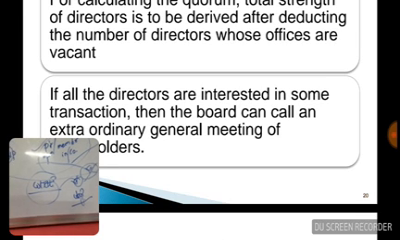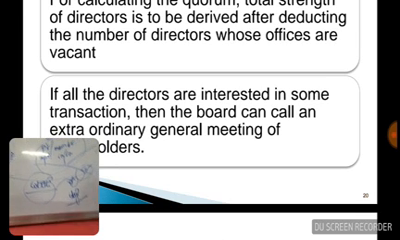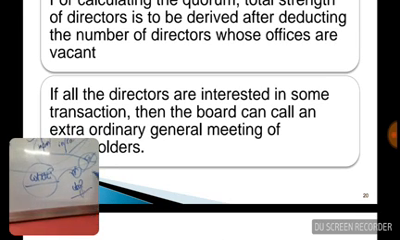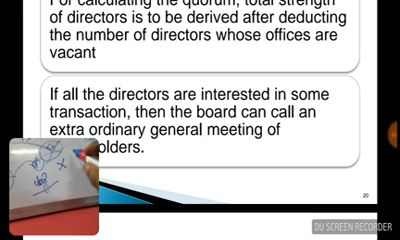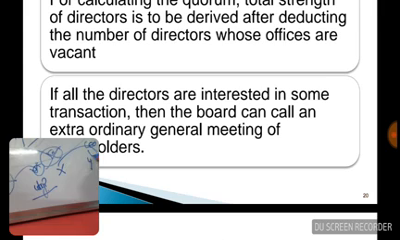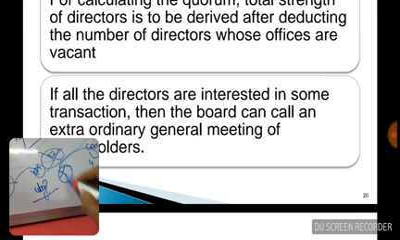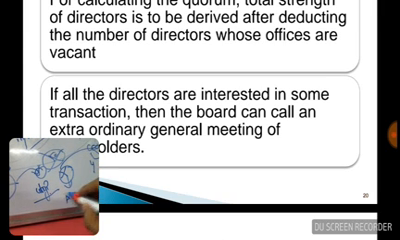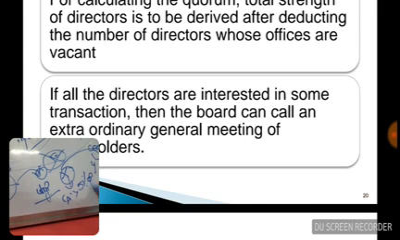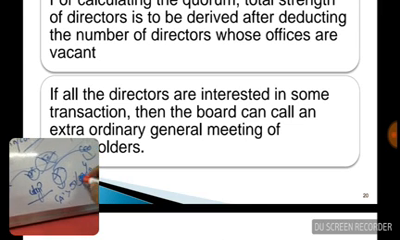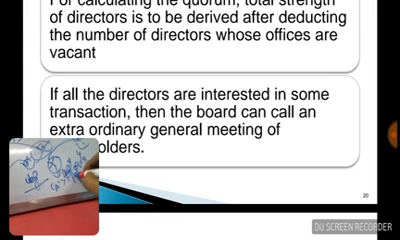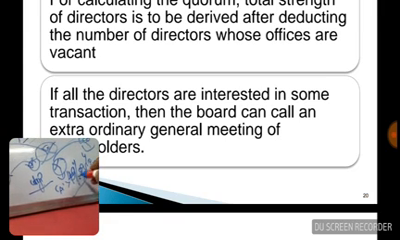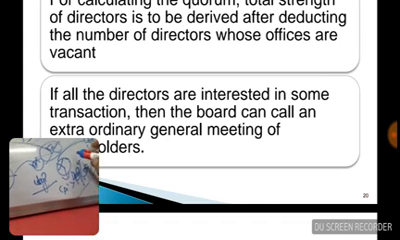then directors can appoint additional directors who are non-interested in the transactions, or they can call for an extraordinary general meeting. And on this point, if more than 2/3 of the total directors are interested directors, then the remaining directors or two, whichever is higher, should form the quorum. So this is about the interested directors.